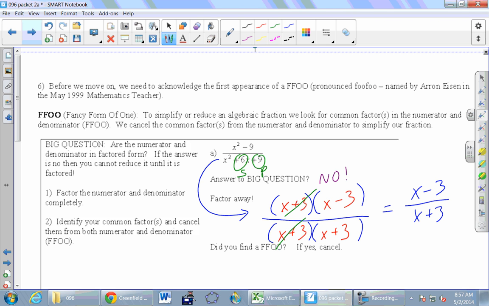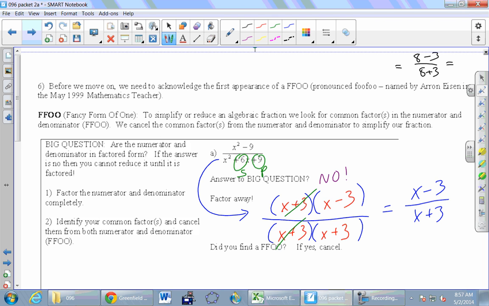And I'll say that it still looks like we can cancel some stuff. What looks like it cancels? Maybe the x's, maybe even the 3's. None of them cancel. The only way you're allowed to cancel is if things are in factored form, multiplication form. You cannot cancel here, in the same way that if I gave you 8 minus 3 over 8 plus 3. Okay, forget the idea of canceling, but what's the answer?